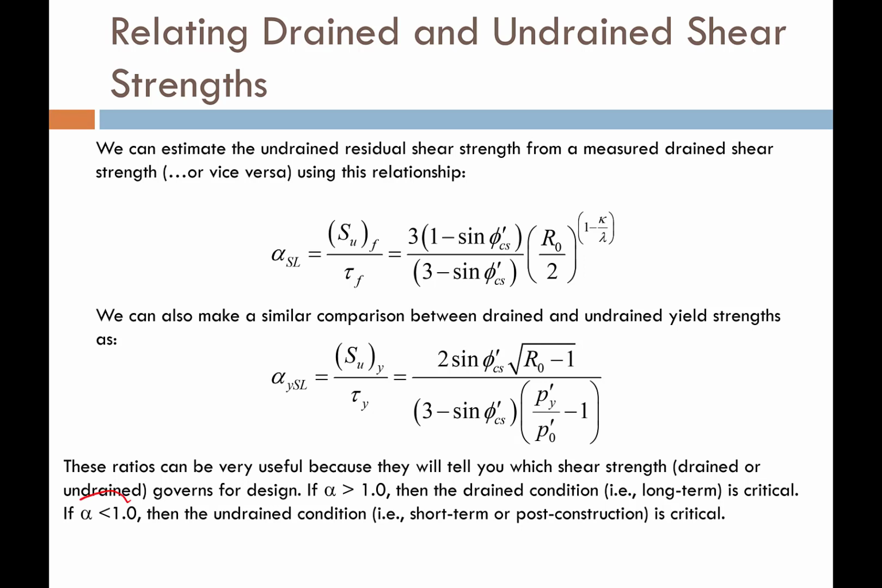If alpha is less than 1, that means that the denominator is larger than the numerator. And the numerator, i.e. the undrained strengths, are smaller than the drained strength. So they're critical and you'll design to them. So calculating these values of alpha could be useful to you to know whether drained or undrained strength should govern for your design.